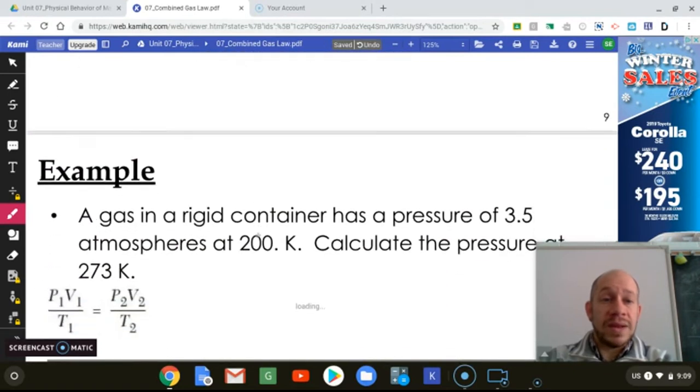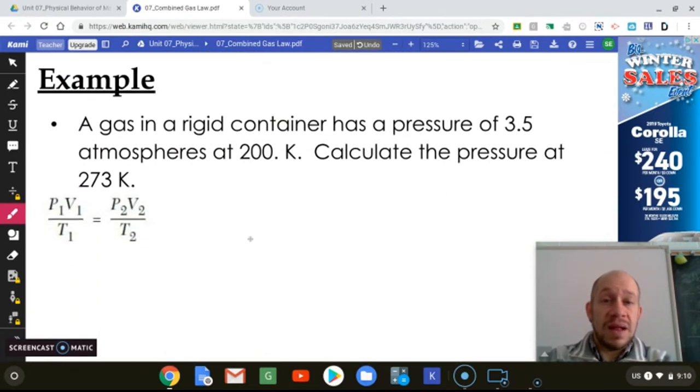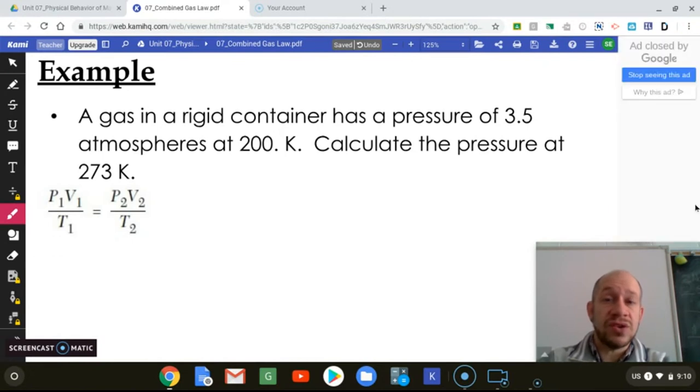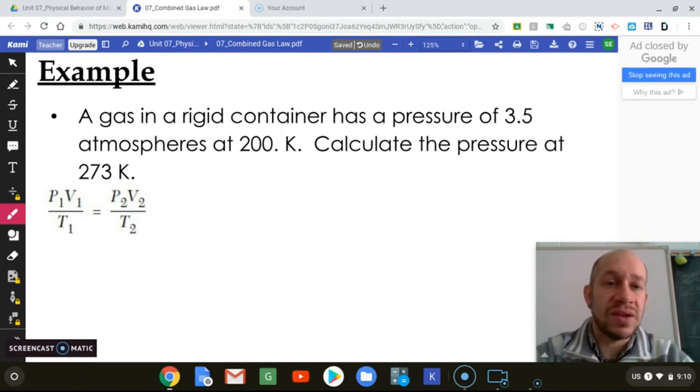Okay. Now an example of our combined gas law. A gas in a rigid container has a pressure of 3.5 atmospheres at 200 Kelvin. Calculate the pressure at 273 Kelvin.